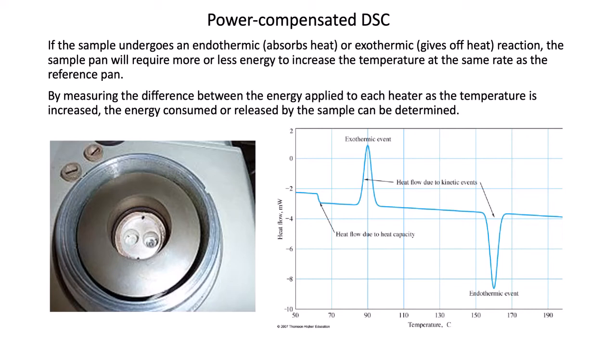On the right here, we show an example of a DSC trace involving both an endotherm and an exotherm for a material. From this curve, we can extract the onset temperature and also measure the area under the peaks to determine the amount of energy or heat associated with those phase changes.